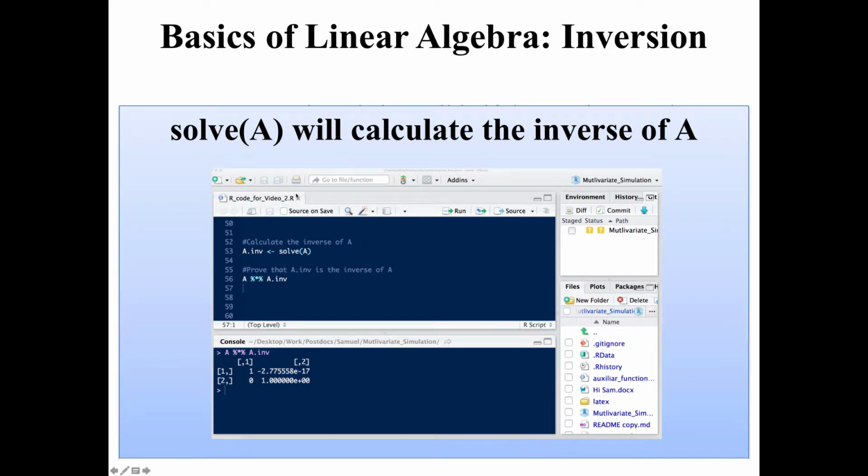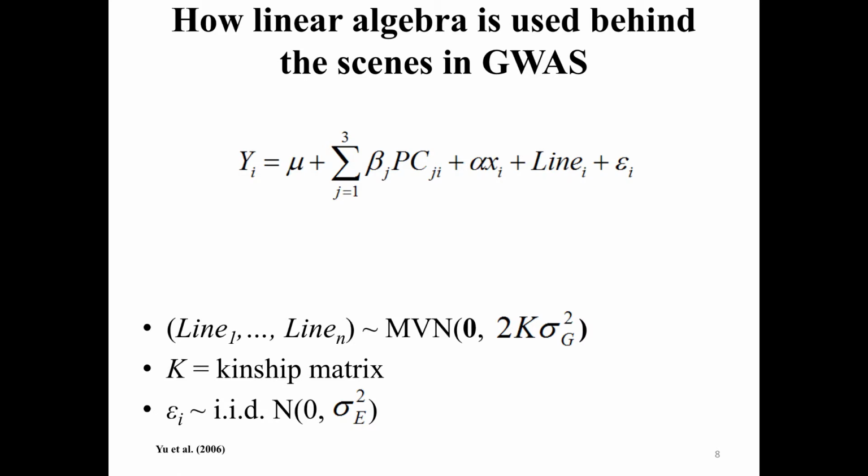So the solve function will calculate the inverse of A, and so to prove that A inverse is the inverse of A, we just multiply A by A inverse, and we get basically the identity matrix. Note that this is an extremely small number, so we're getting the identity matrix. So now we're going to talk about how linear algebra is used behind the scenes in GWAS.